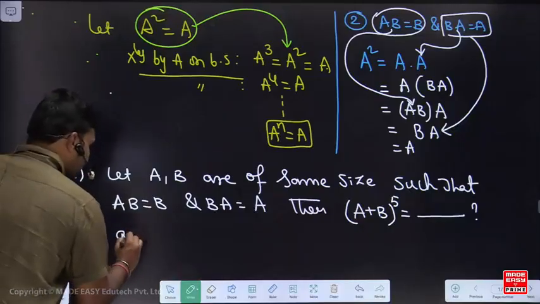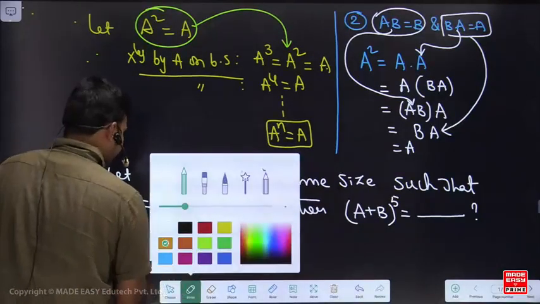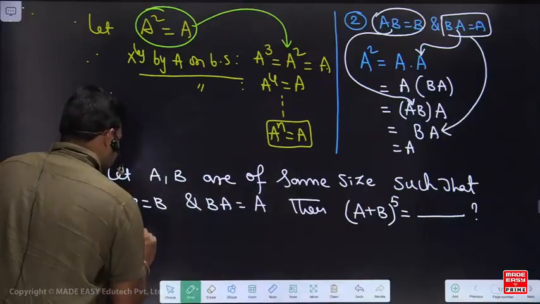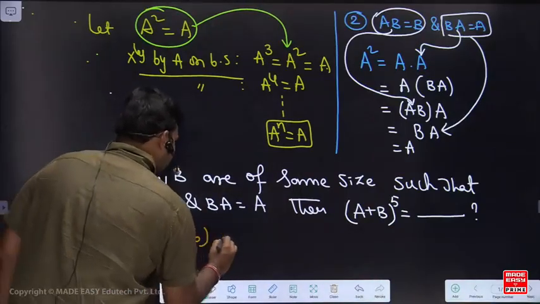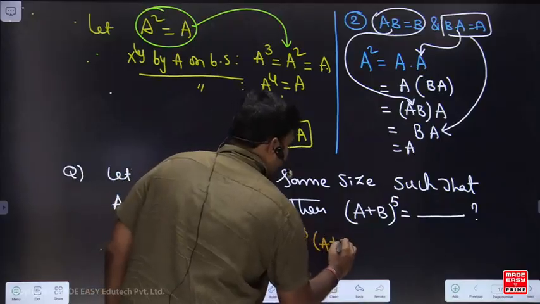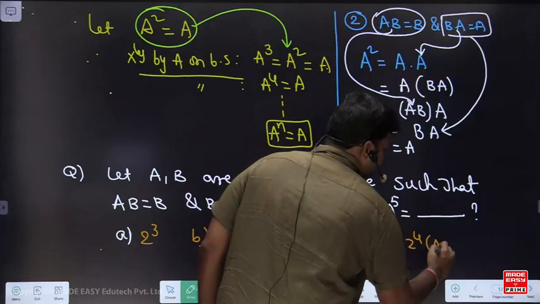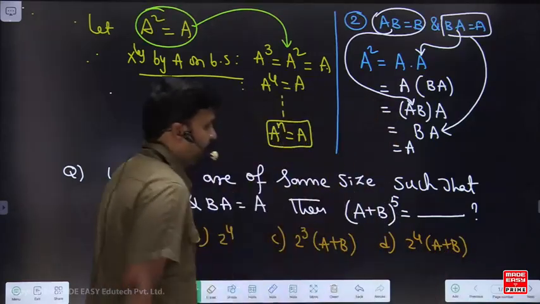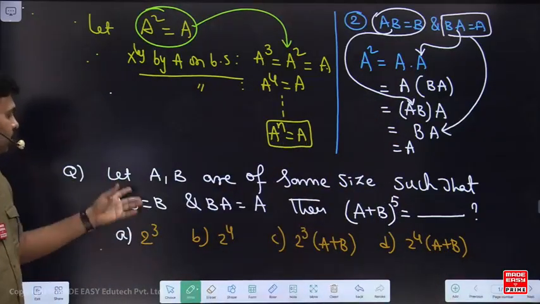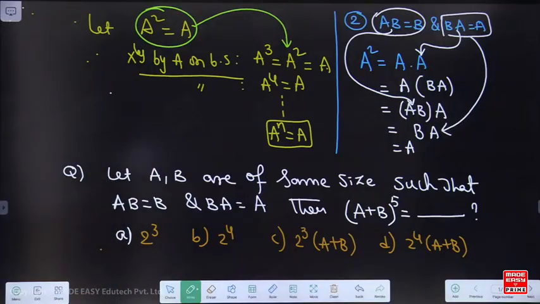Now the options: option A is 2 power 3, option B is 2 power 4, option C is 2 cube of (A plus B), and D is 2 power 4 of (A plus B) here. So these are the options here. So let's do the question here, all of you. Let's do it, son.